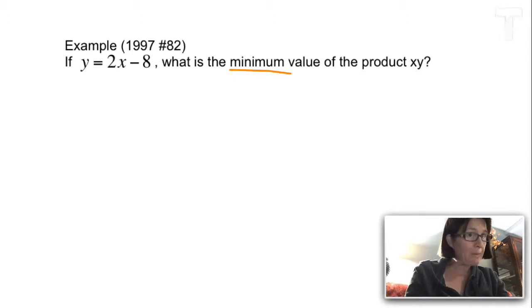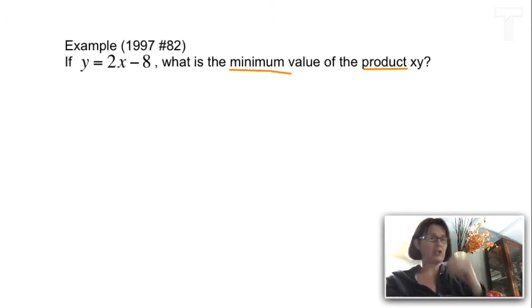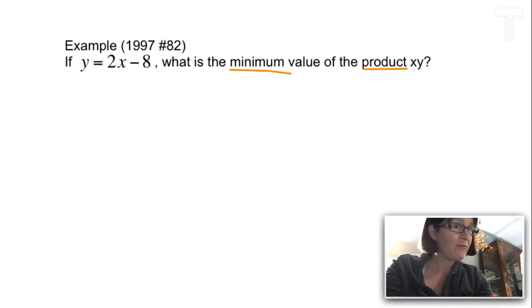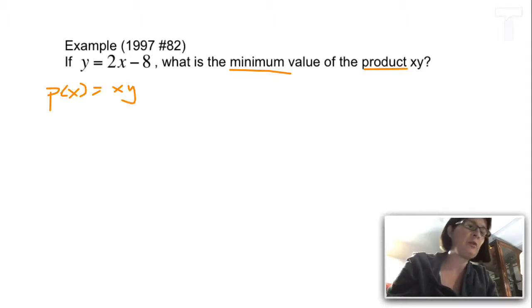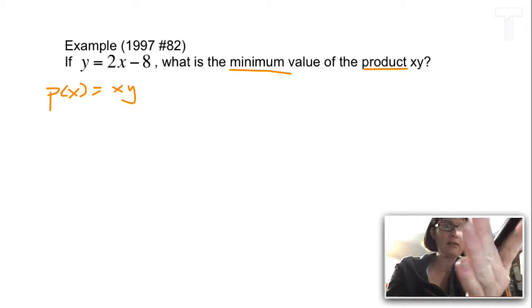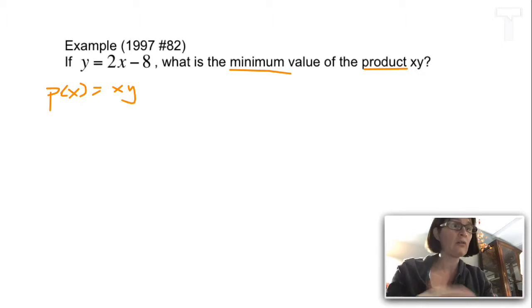So what's the thing I want to maximize or minimize? Well, I want to minimize the product. So my very next job, step 2, is to write a function that describes the product. So I'm going to call it p of x, and that's x times y. And here's my first problem. The rule says that the function I want to maximize, in this case the product, has to be a function of one variable. So is there some way that I can rewrite xy so that it only uses one variable?